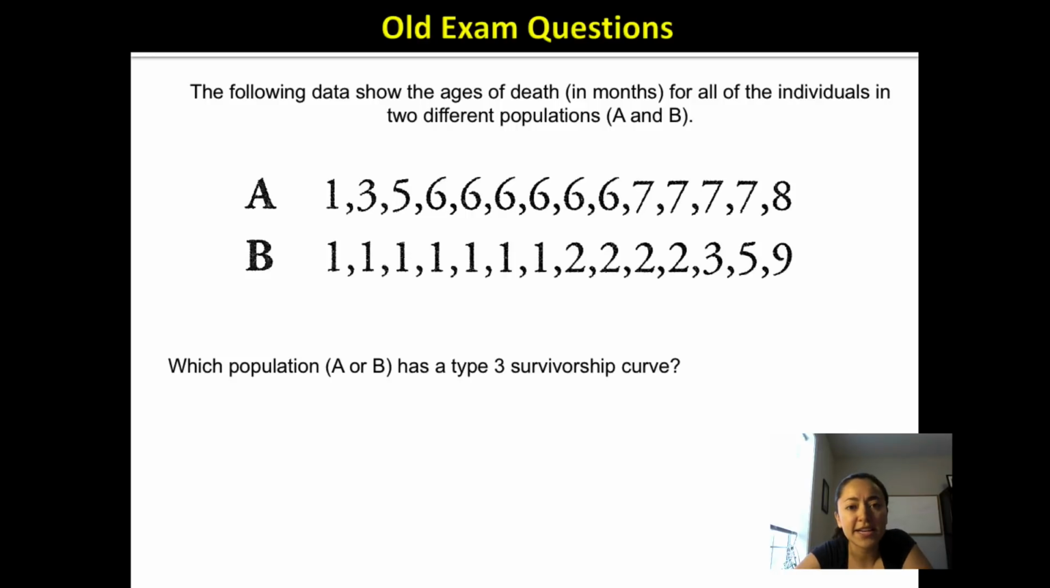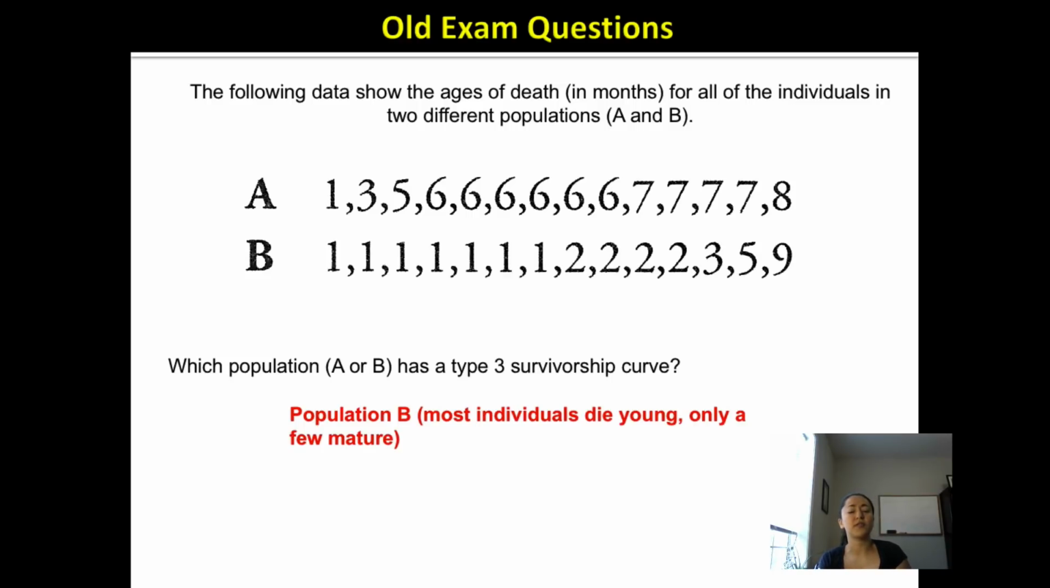The following data show the ages of death in months for all of the individuals in two populations, A and B. So this is showing how old they were in months when they died. Which population, A or B, has a type 3 survivorship curve? So which of these would represent that? That would be population B. Most of the individuals are dying young at 1 or 2 months. Very few of them are living to an older age.